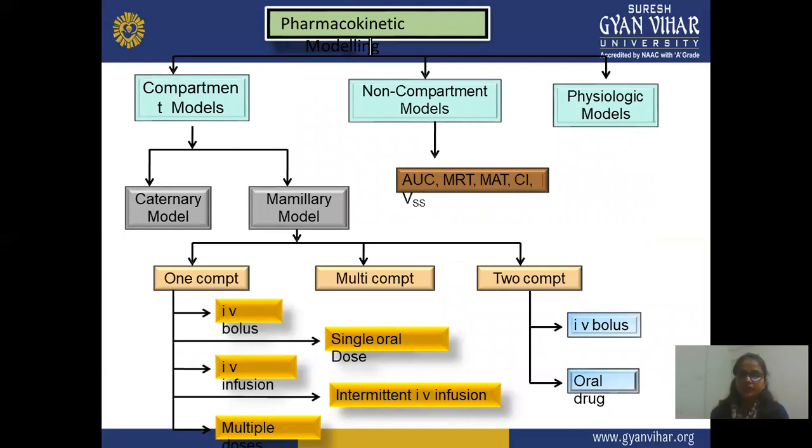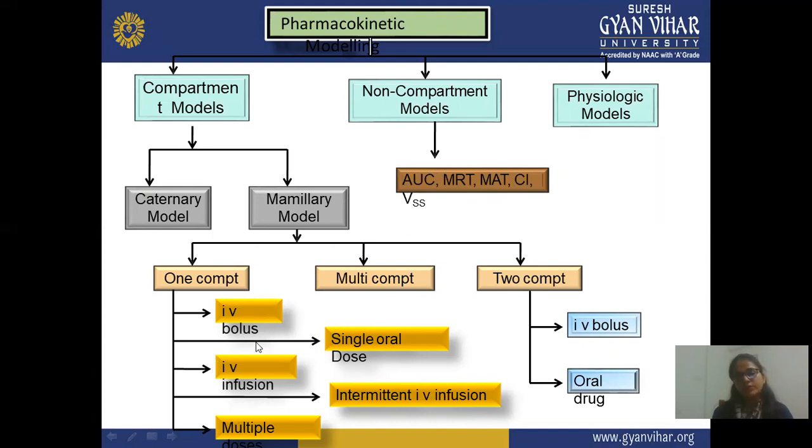These are majorly divided into three categories: compartmental model, non-compartmental model, and physiological model. The compartmental model is again divided into three types: catenary model, mammillary model. We already covered these two models, and the mammillary model is again divided into three categories. These models we discuss in this lecture: one compartment, multi-compartment, and two compartment.